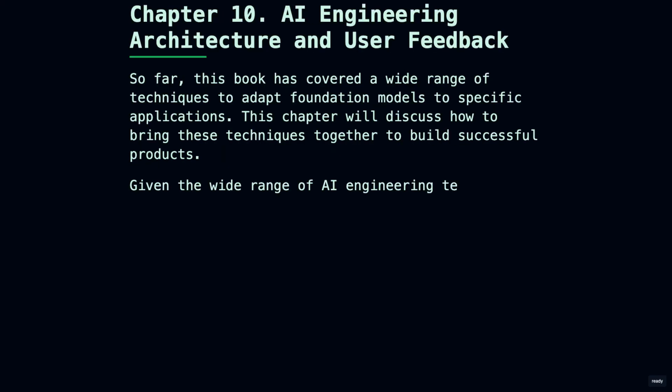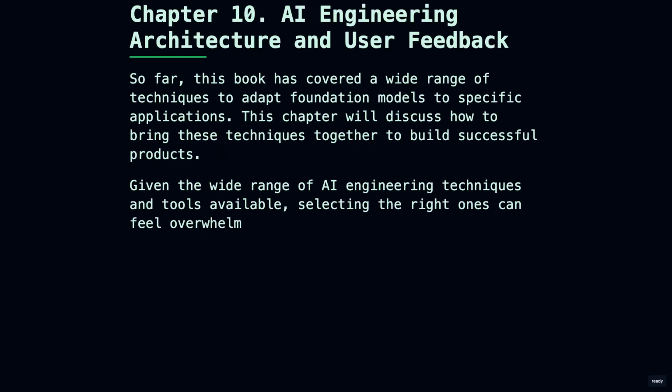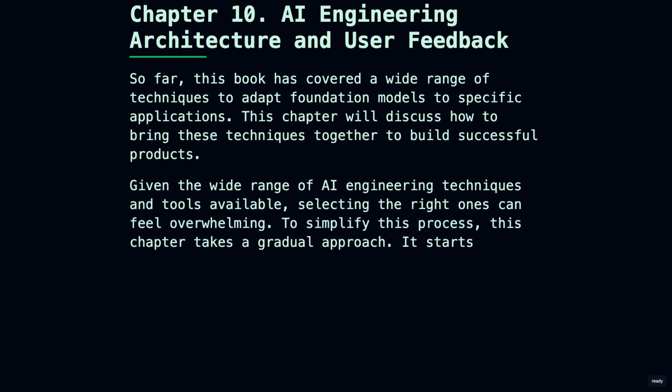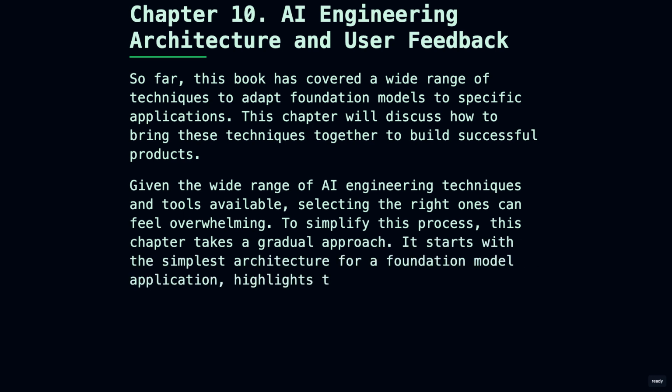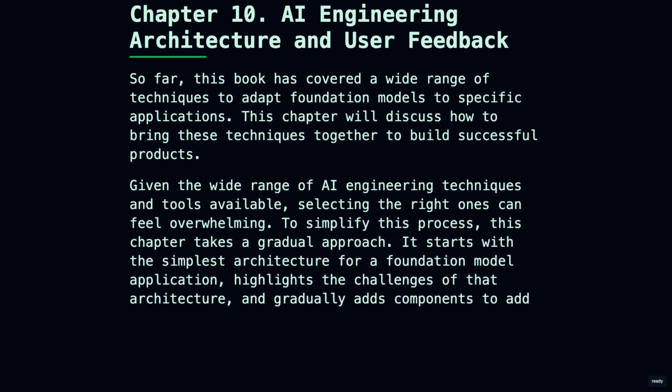Given the wide range of AI engineering techniques and tools available, selecting the right ones can feel overwhelming. To simplify this process, this chapter takes a gradual approach. It starts with the simplest architecture for a foundation model application, highlights the challenges of that architecture, and gradually adds components to address them.